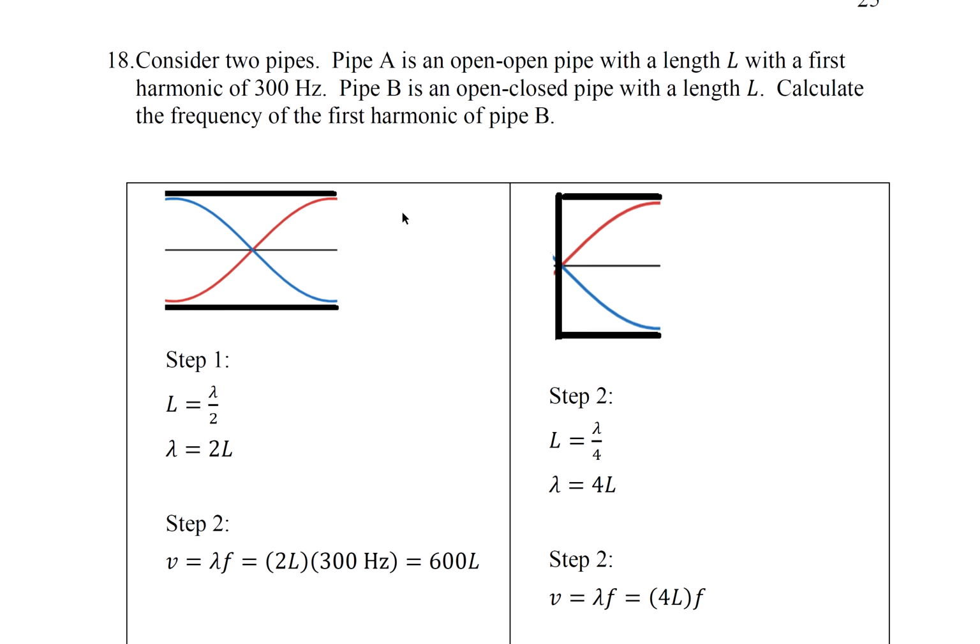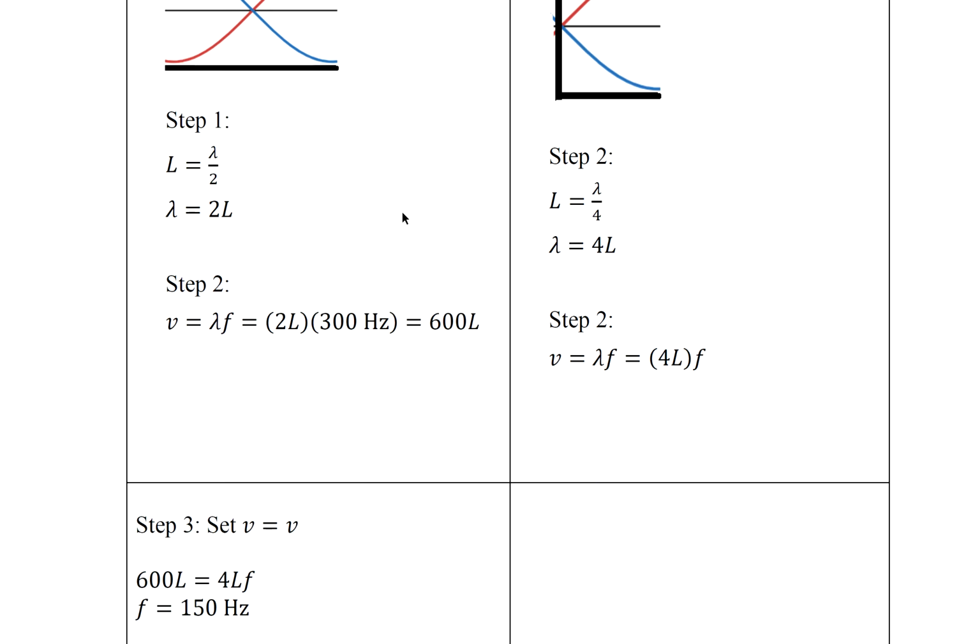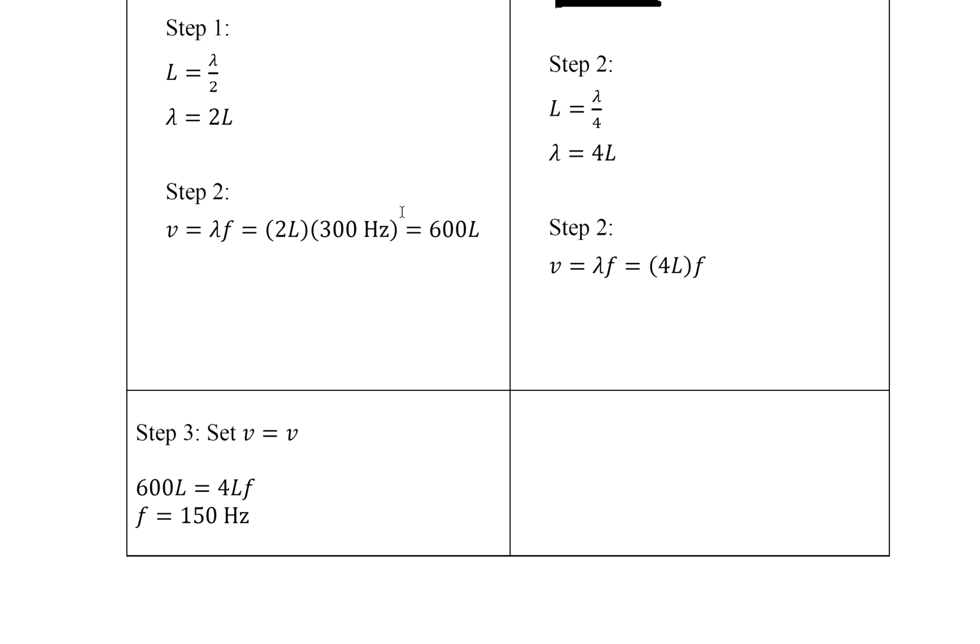Question 18, consider two pipes. Pipe A is an open open pipe with the length L with the first harmonic of 300 Hertz. Pipe B is an open closed pipe with the length L. Calculate the frequency of the first harmonic of pipe B. So you could see what I did here. Step 1, I just looked at the open open pipe. Step 2, I looked at the open closed pipe. Now I got two equations here, yeah? Step 3, the speed of sound is going to be the same for both. So just set v equal to v.